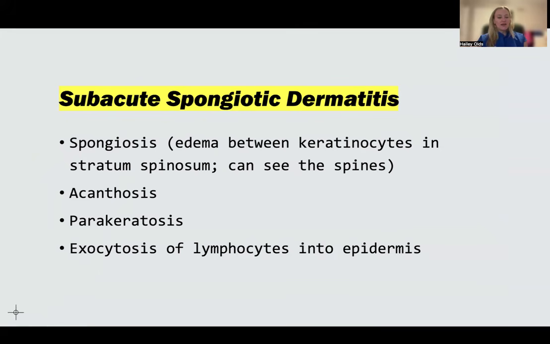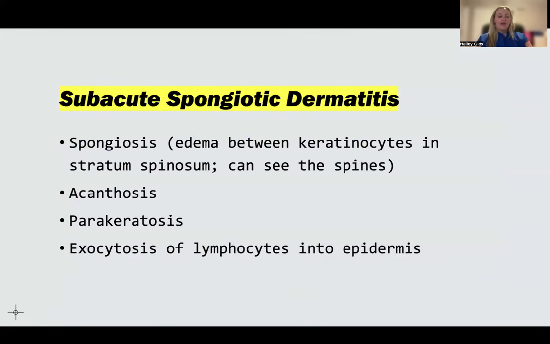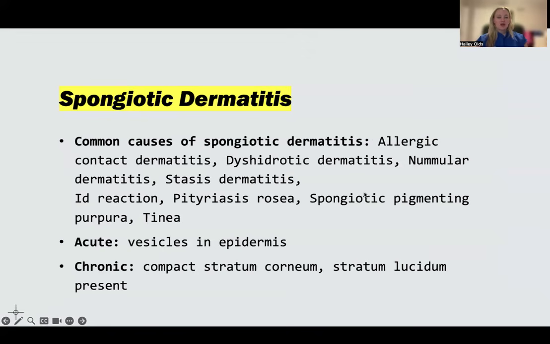And then you see thickening of the epidermis and parakeratosis, which is when you get that retained nuclei. This isn't the best example of it, but you can see that. And then you may see some lymphocytes crawling up into the epidermis as well. So things that can cause this: atopic dermatitis, contact dermatitis, stasis dermatitis, tinea, pityriasis rosea, all sorts of things.